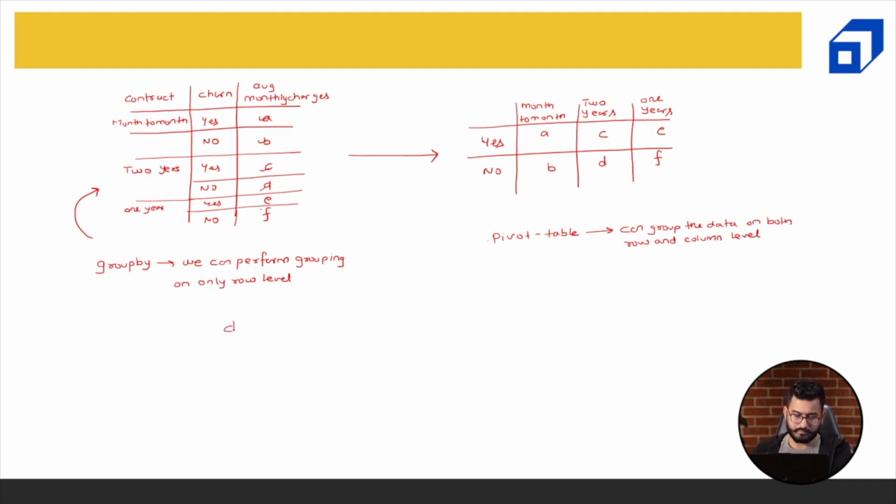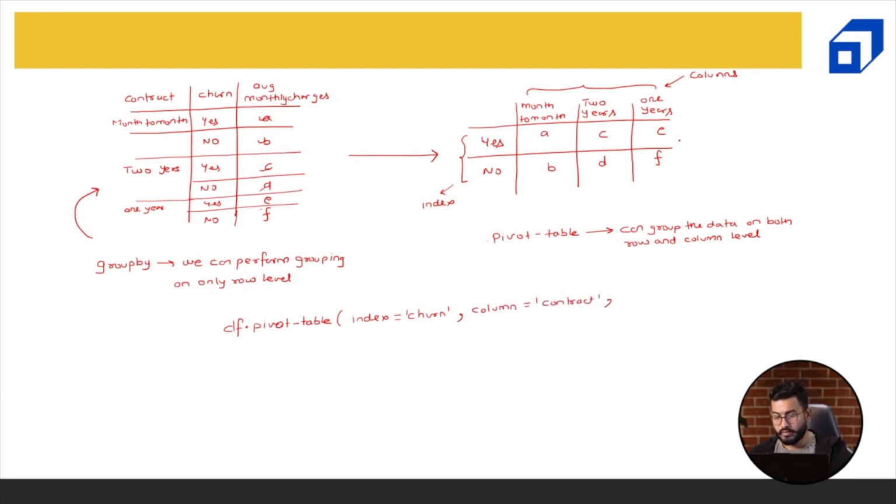Number one, df dot pivot underscore table. This is the very first thing. Then we have to define what you want to keep on your index. Index is nothing but this. These are known as my index, and as of now I have kept the churn column on my index. So on the index I want the column churn. This is known as my columns. So what have I kept on my columns? The contract column. So columns is equal to contract.